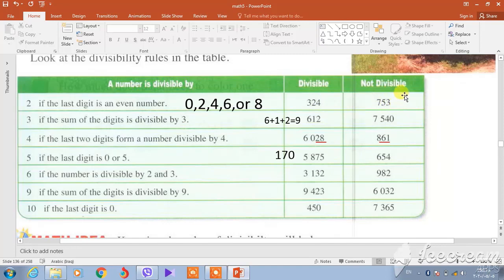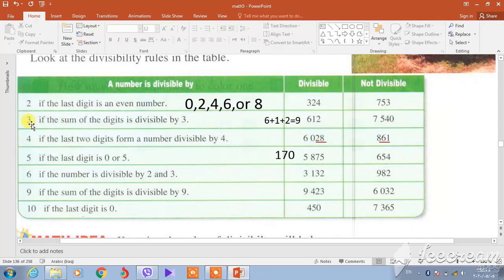And in this example we have 753. Is it divisible by 2? No, because the last digit is 3, which is an odd number, not an even number. So 753 is not divisible by 2.